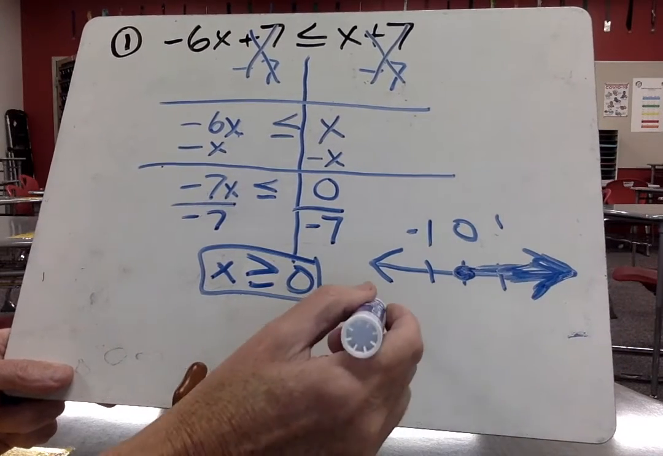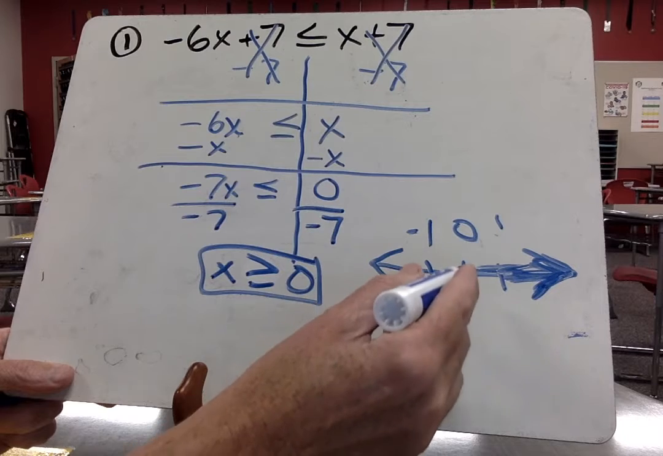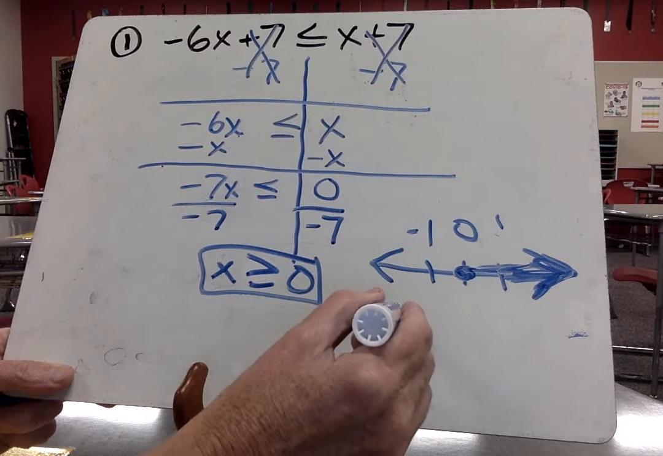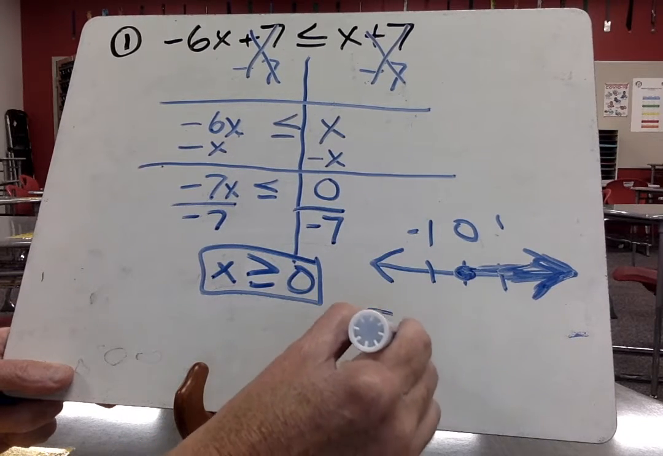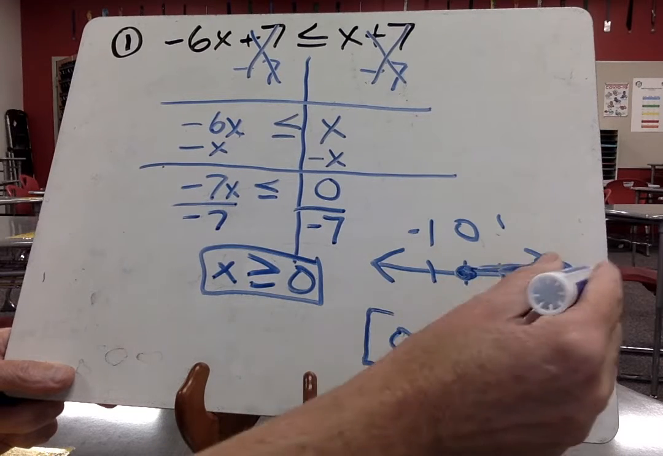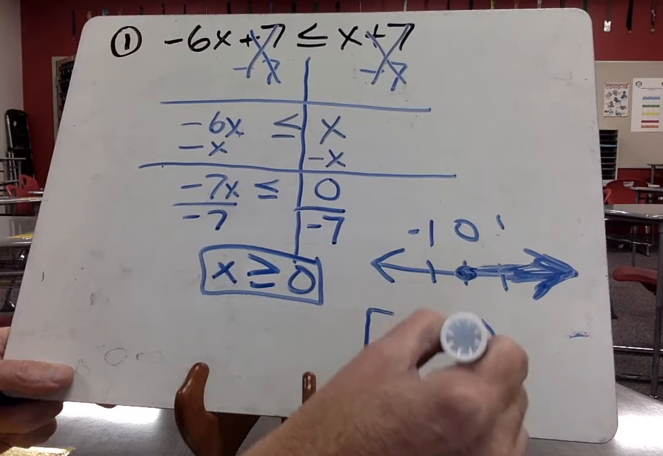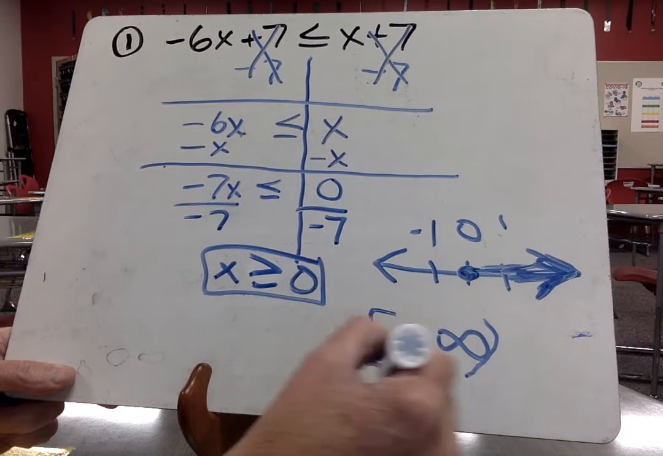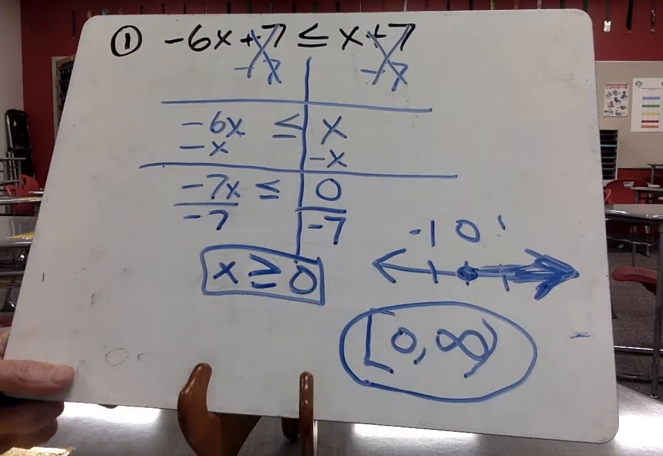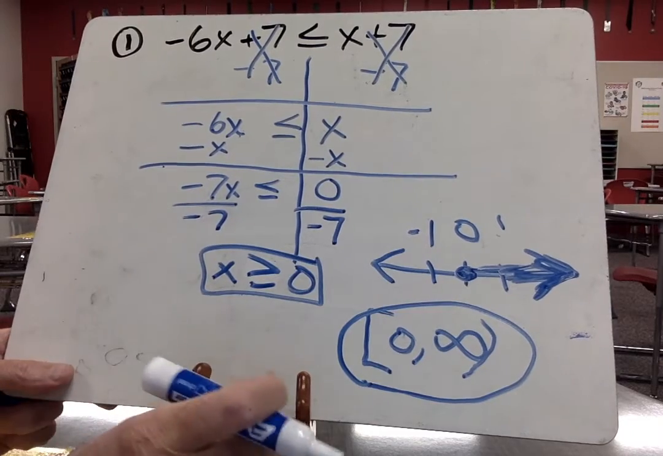Okay, interval notation. Our lowest number is 0. And does it include 0? Yes, so it's a bracket. And it goes on to forever, infinity, which would be parentheses, because infinity is always parentheses. And we're done with that one. Okay, let me go on to the next one.